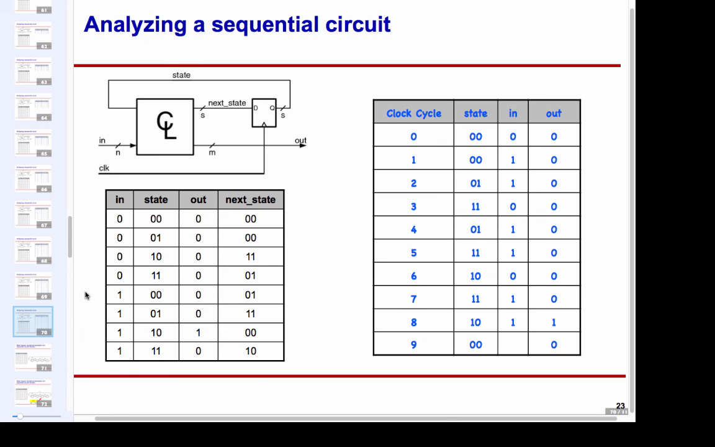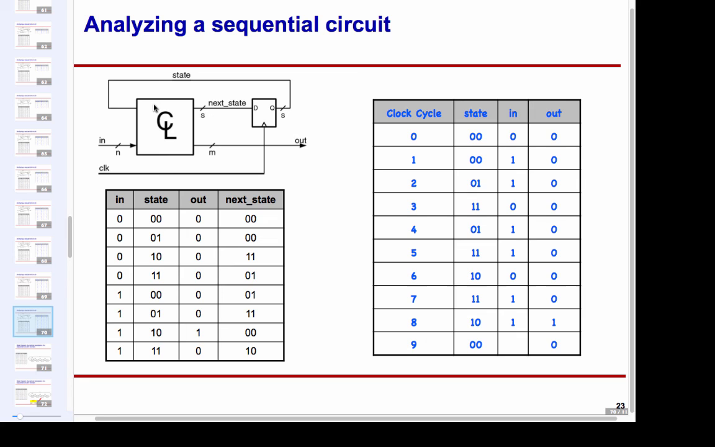So let's see how we can analyze a sequential circuit a little bit more. So what we have is this circuit out here. And so again, combinational logic, input coming in, output going out, next state, I have my D flip-flops feeding back in.